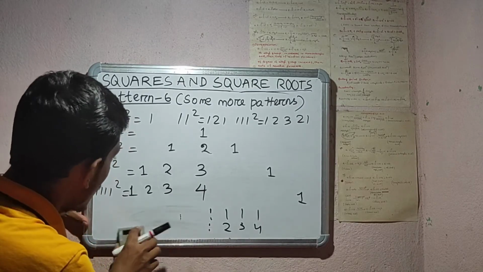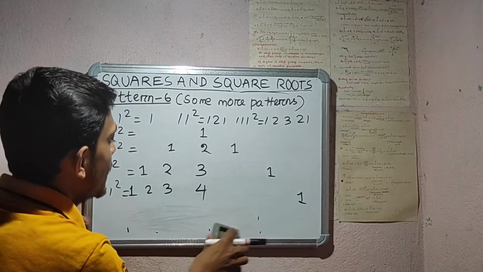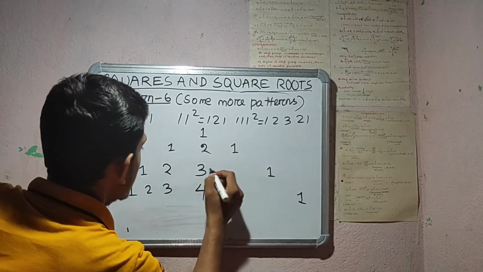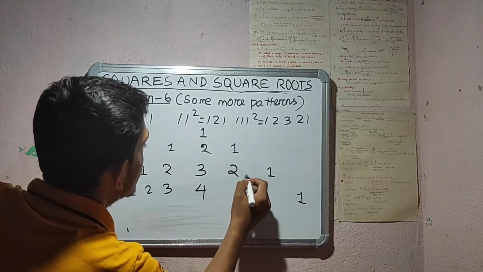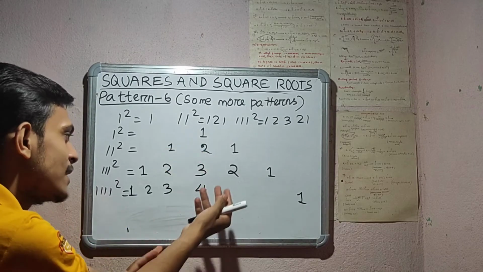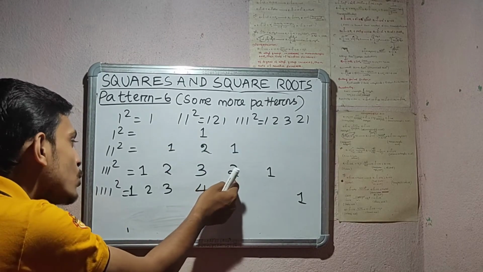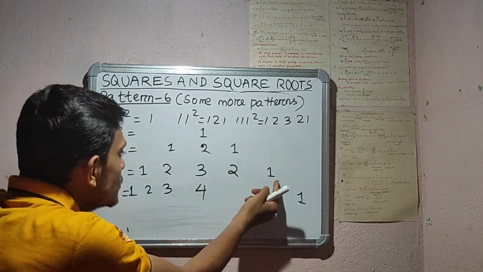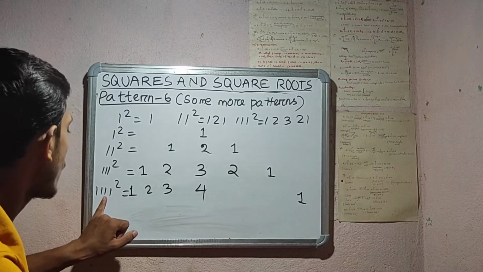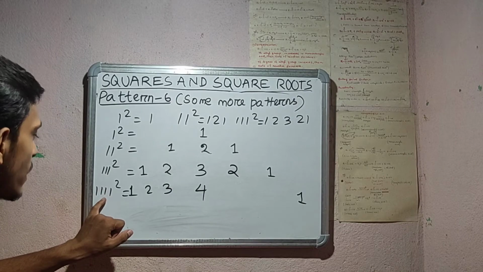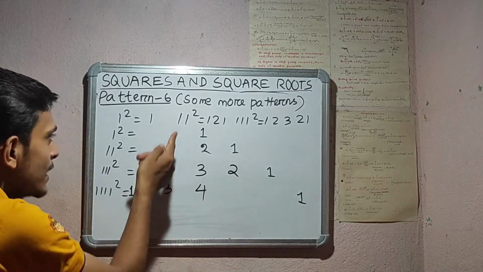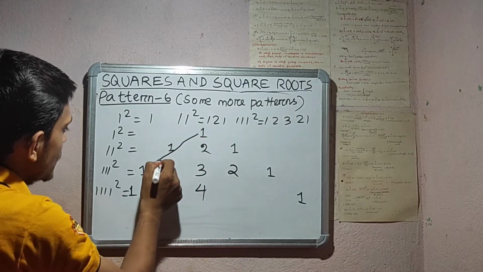Then after 3 or 4, we can decrease the number. That is 3, then 2, then 1, because it is limited to 3. After 3, the next lesser number is 2, then after 2, the lesser number is 1. In this way you can also write the square of 1111. On both sides 1 is there. It is in this way.